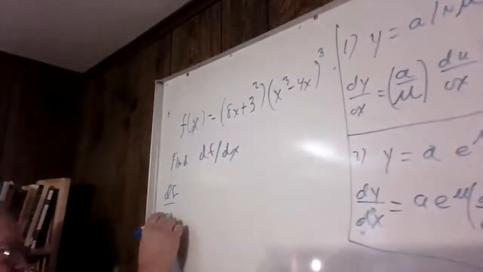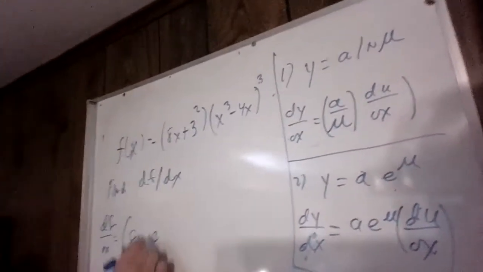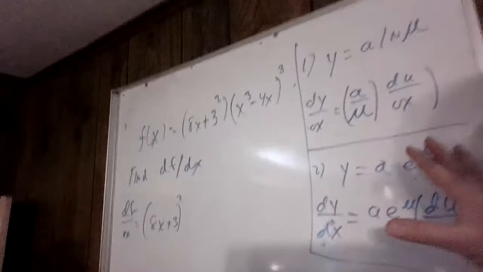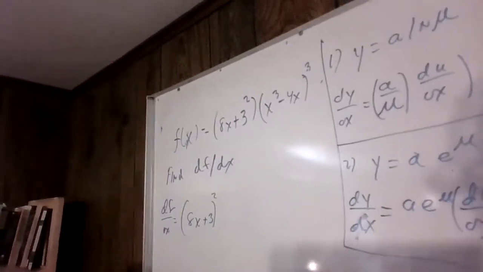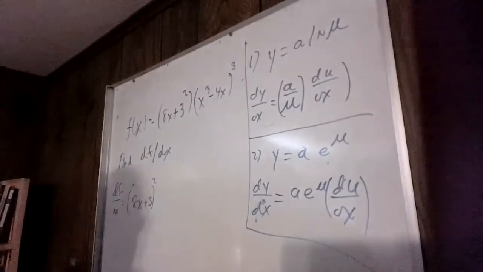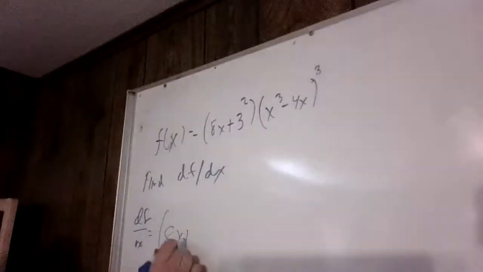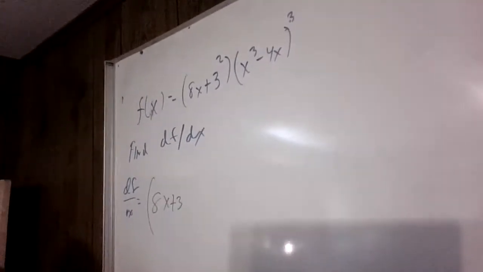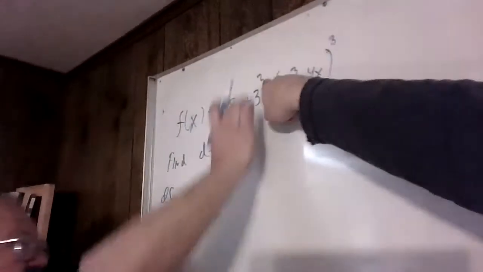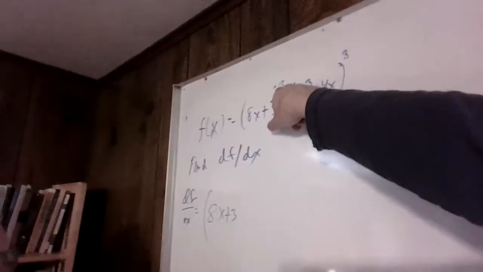So df/dx would be equal to (8x plus 3) squared. Do we need this anymore? Maybe we can make some extra space. We don't need this. So we can write a little bit bigger with some extra space. Here we go. I'll erase it. So we can increase the size of our letters here. (8x plus 3), the whole thing squared. That's right. You got it.